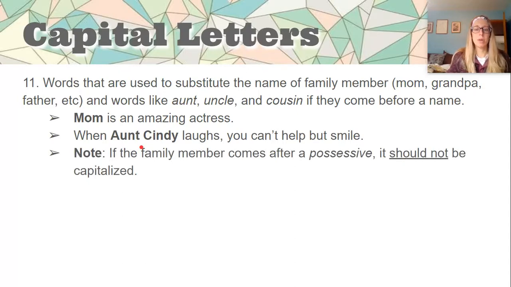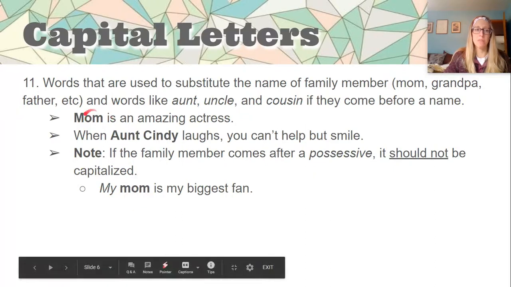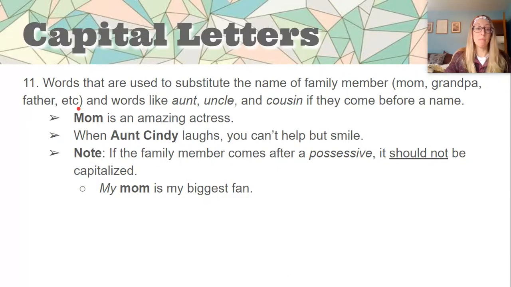If the family member comes after a possessive, so this is like one exception to the rule, it should not be capitalized. So for example, my mom is my biggest fan, or my mom is an amazing actress. Okay, if we have the possessive my before the word, then it's no longer capitalized because then it's just showing ownership and it's not referring to the name of the person. Okay, so this is basically substituting like the name of the person.